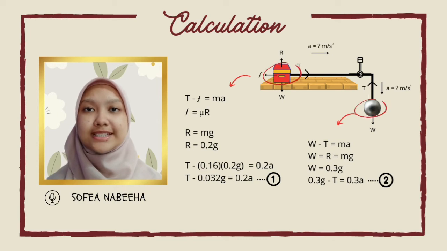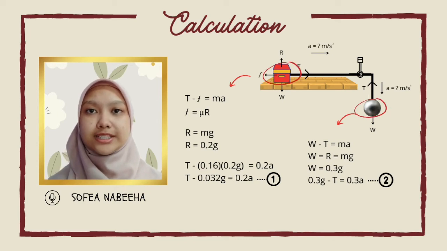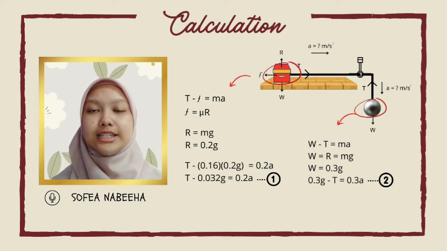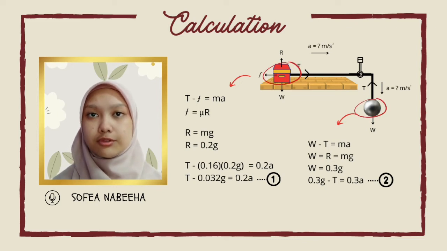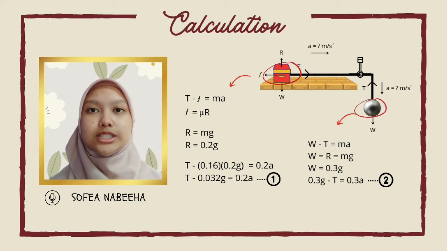Next, the equation on the steel. Since the steel is hanging vertically, the acceleration will move downward. From that, we obtain W minus T equals ma, where W is equal to R and equals mg. Hence, we can calculate W equals 0.3 multiplied by g. After that, substitute all values we have obtained into the equation. And in the end, we have 0.3g minus T equals 0.3a.